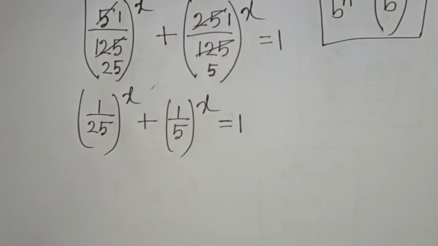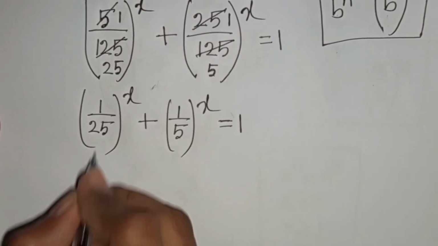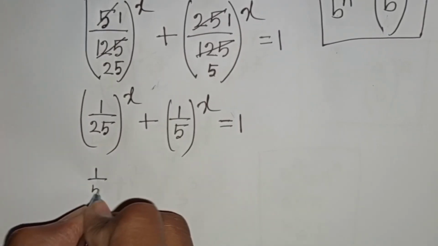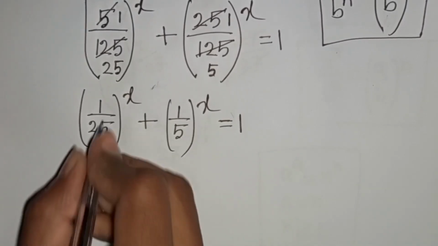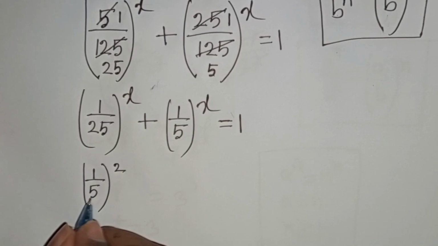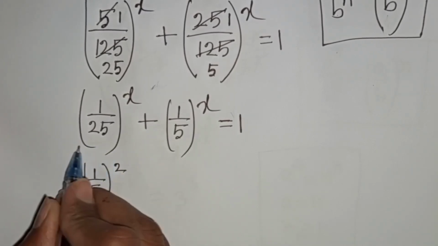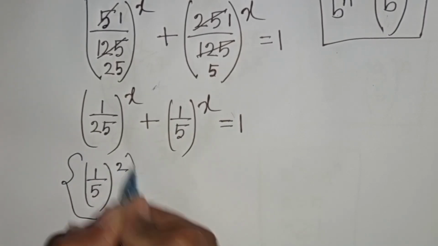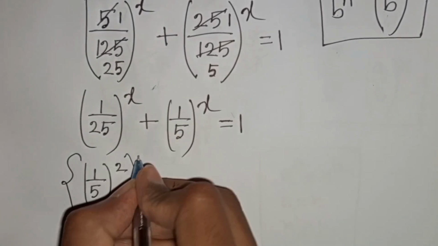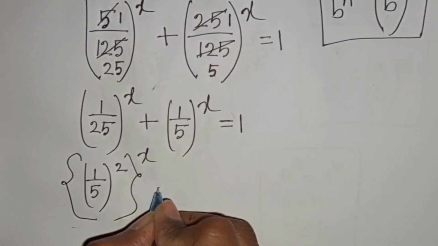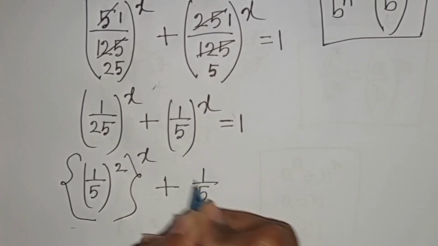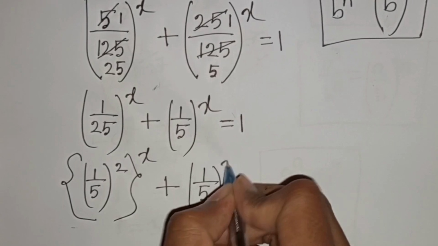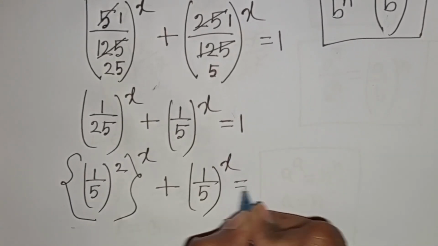Now 1 by 25 can be written as (1 by 5) to the power 2, since 5 squared is 25. Then the first bracket can be written as (1/5) to the power 2, then to the power of x, plus (1 by 5) power x is equal to 1.